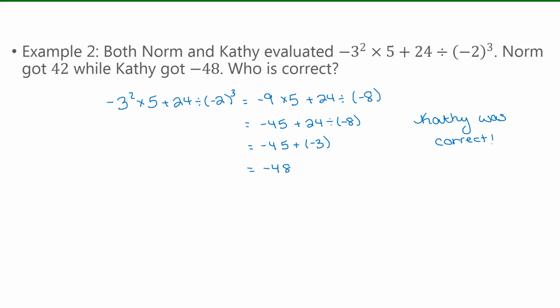Now as a little side note, a calculator can be used to help with each little calculation, but you still need to write out your solution step by step to show that you know your order of operations. So it's no good to just punch the whole expression into the calculator and out pop negative 48. You need to show step by step workings like I've done here.